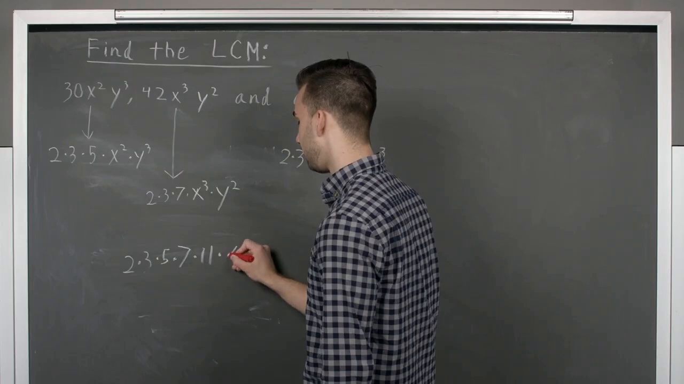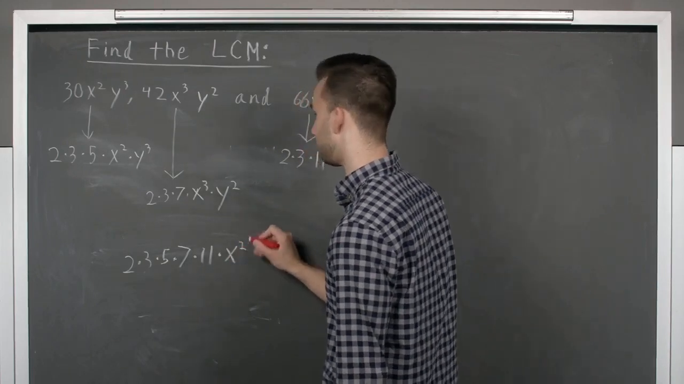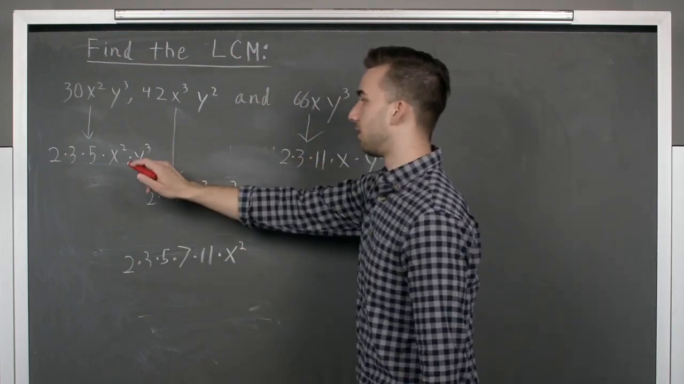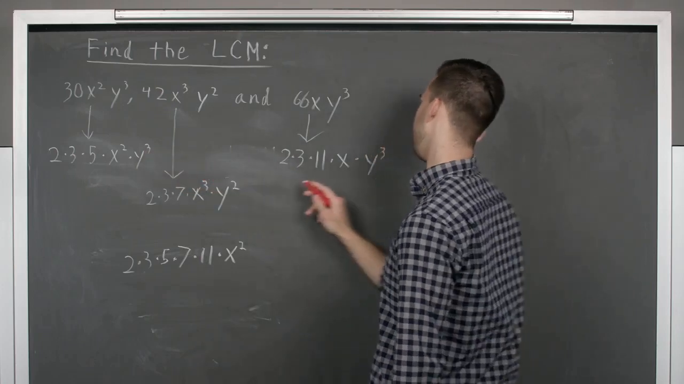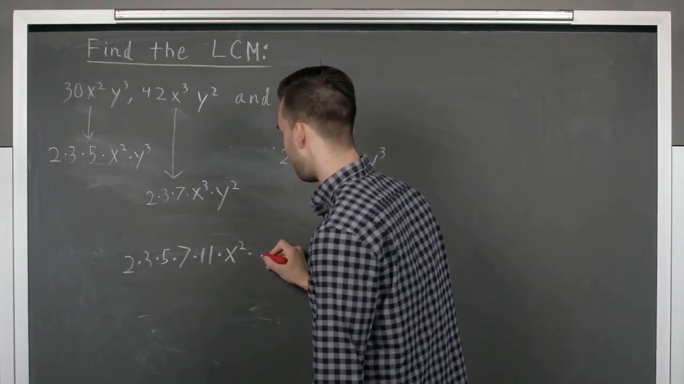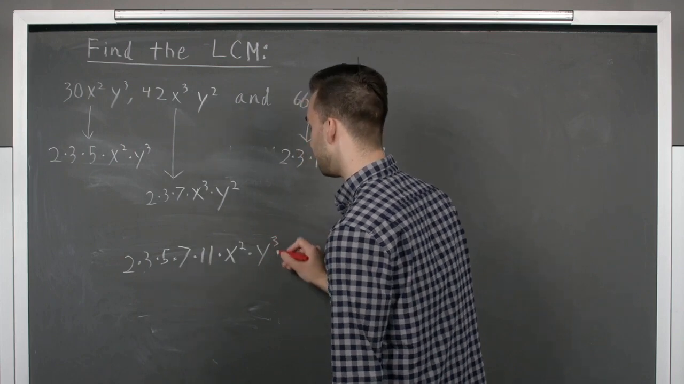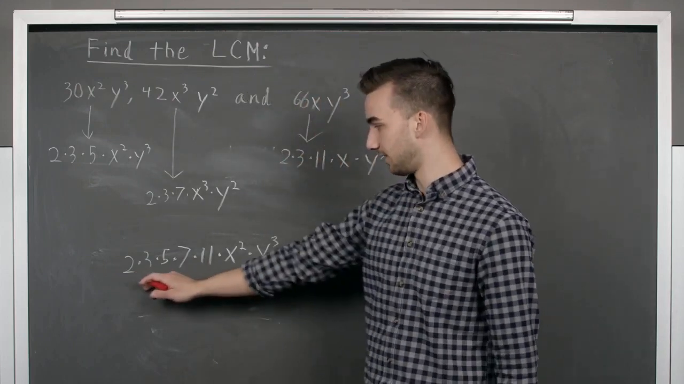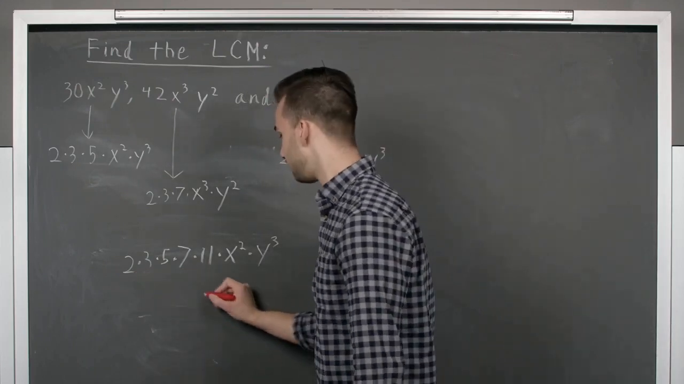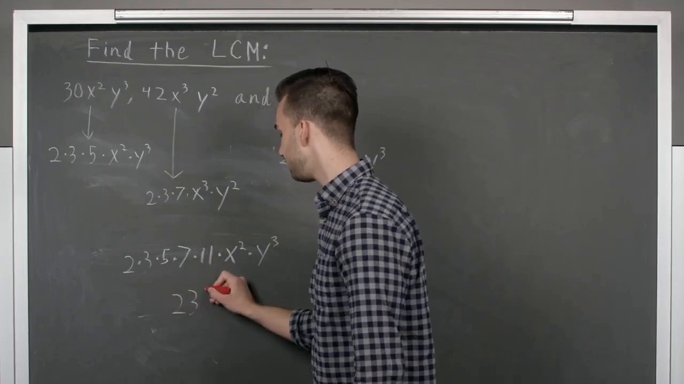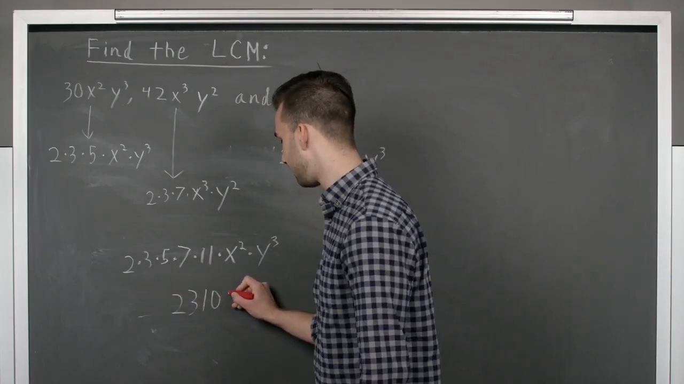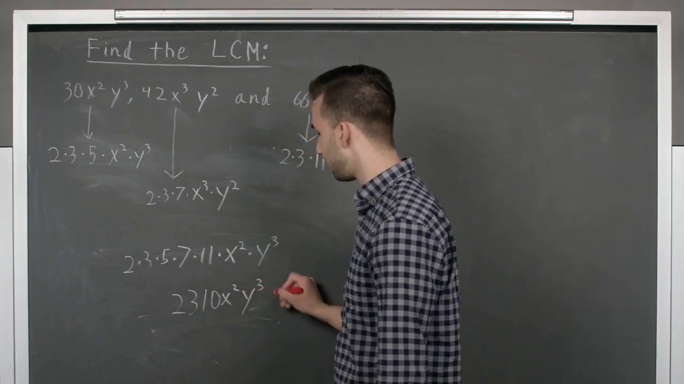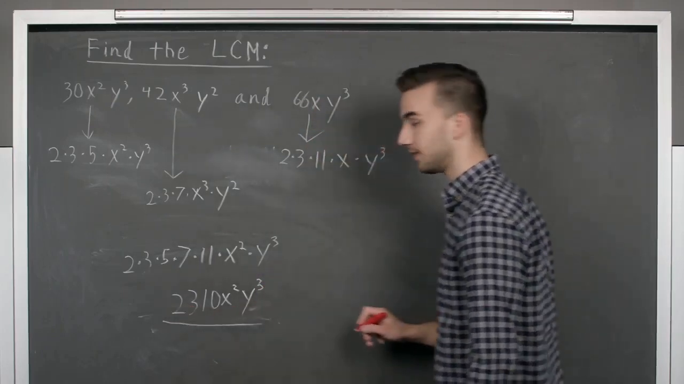of x gives us x squared. So that's the one we include. We always include the highest in least common multiple. For our y's, we have y to the power of 3. Anything higher? Nope. So our y to the power of 3 is the one included in the least common multiple. So you could go ahead and do this in your calculator. It should give you 2,310 times x squared times y to the power of 3. And that is your least common multiple for this example.